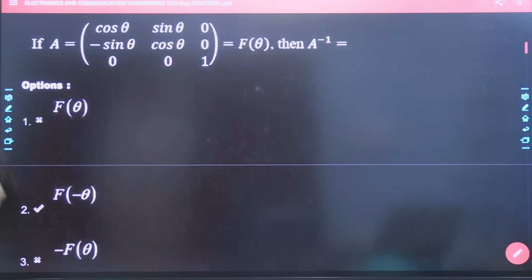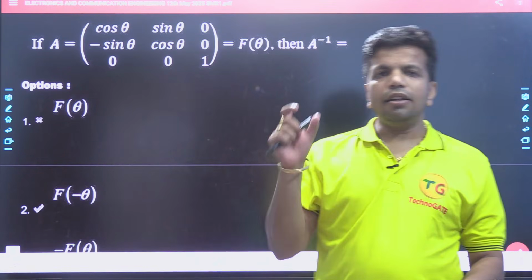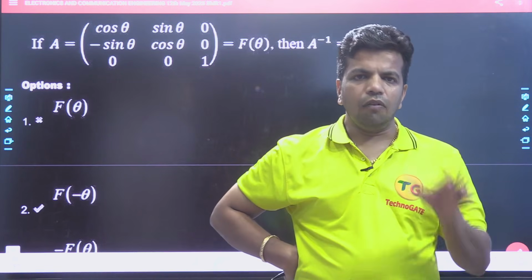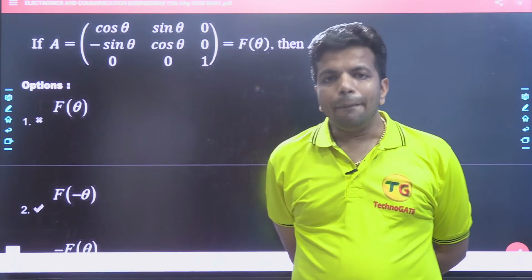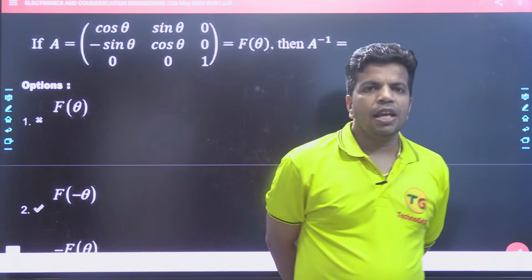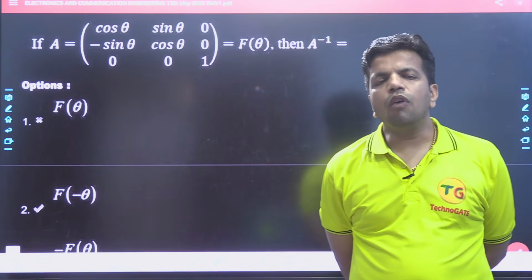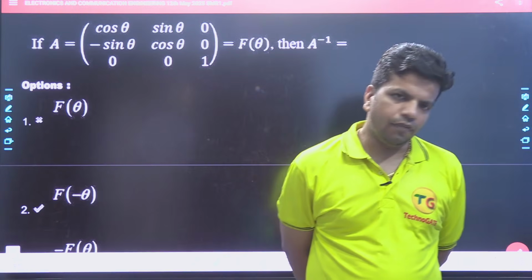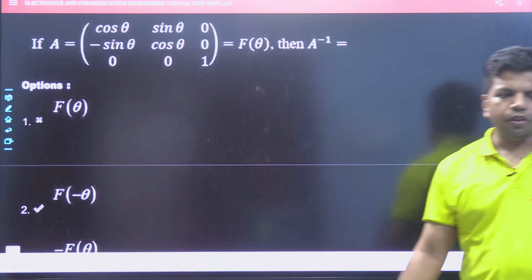Okay. Now see here, the next question is, there is a matrix A whose terms are trigonometric functions: cos theta sin theta 0, minus sin theta cos theta 0, 0 0 1, equal to f of theta. Then they are asking what would be the value of A inverse. If you are taking the inverse of this, then what would be the value?